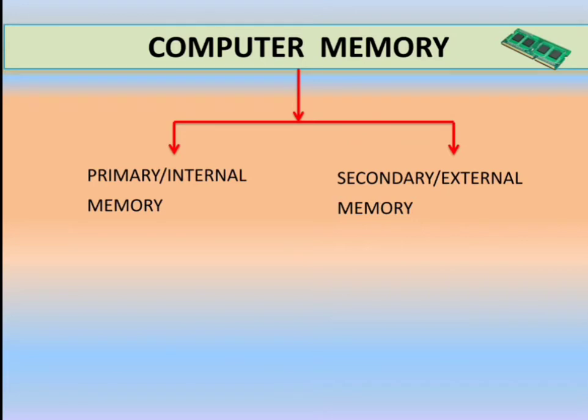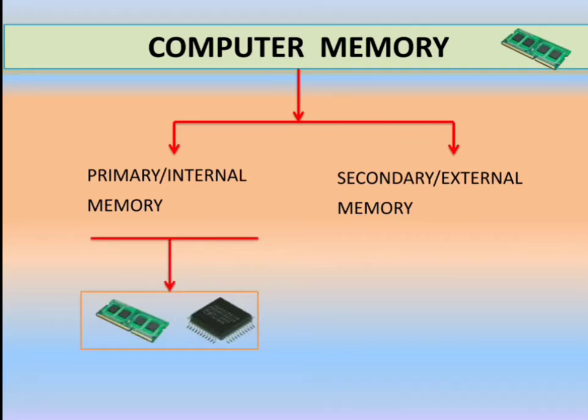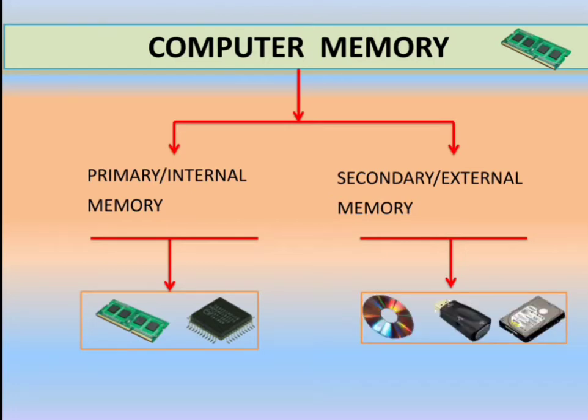Alright, so now let us see the examples of the primary memory. Primary memory is of two types. The first one is RAM and the other one is ROM. Similarly, our secondary memory is also of two types. Secondary memory also has different types like CD-ROM, pen drive or hard disk. These are all types of secondary memory.